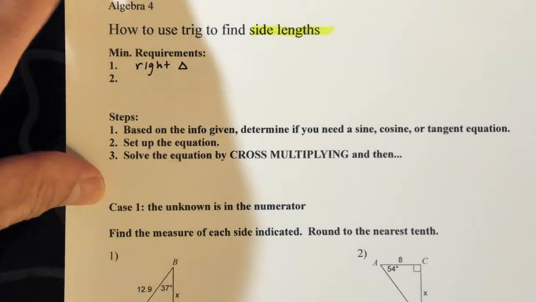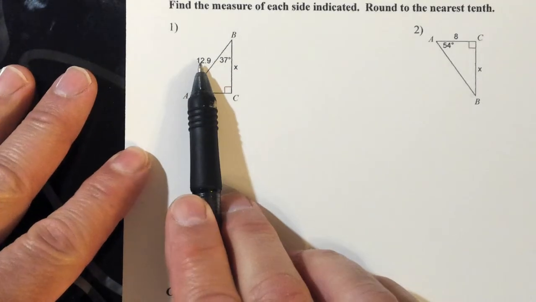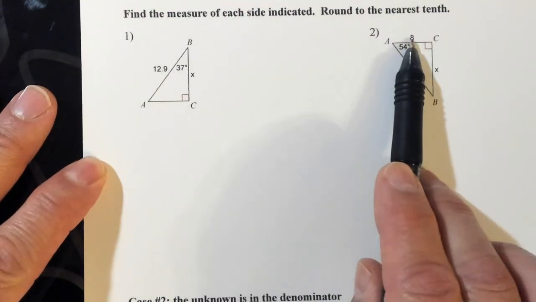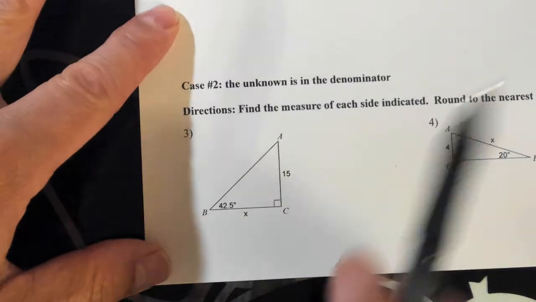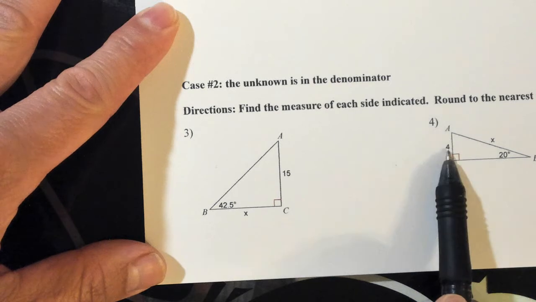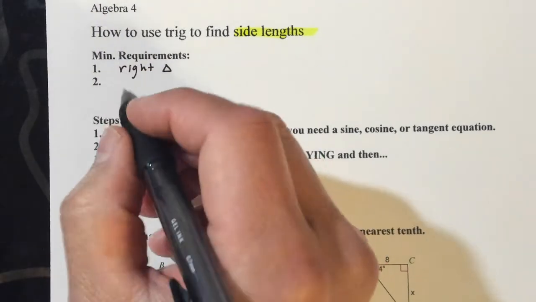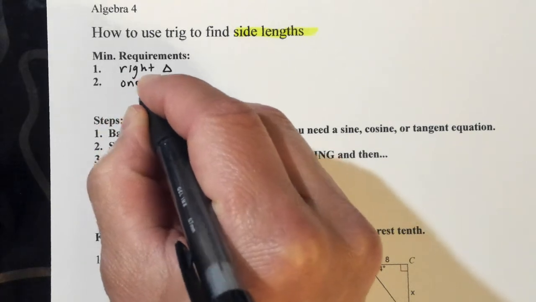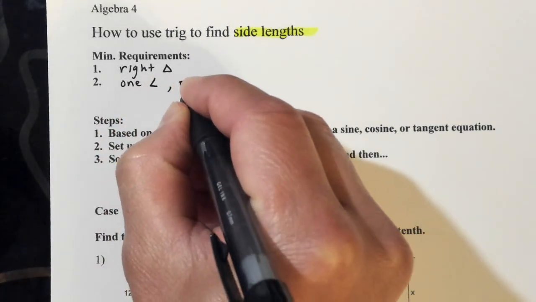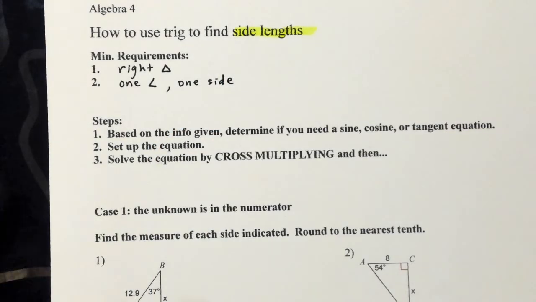And requirement number 2, you must know at least one angle and one side. One angle, one side. One angle and one side must be given.